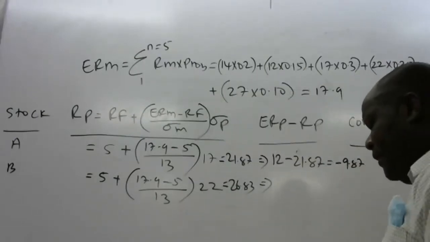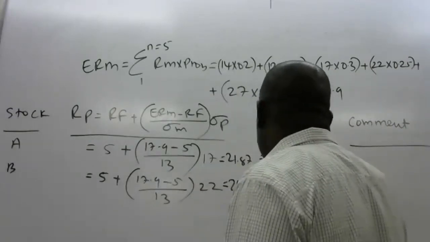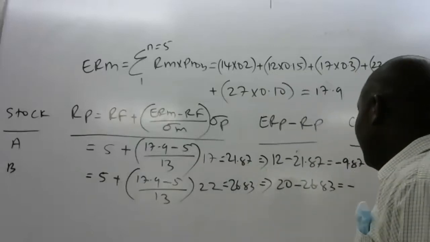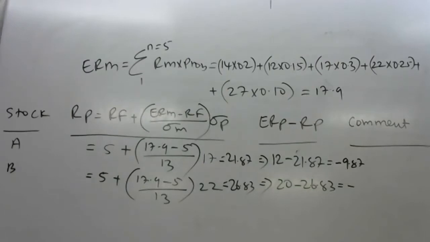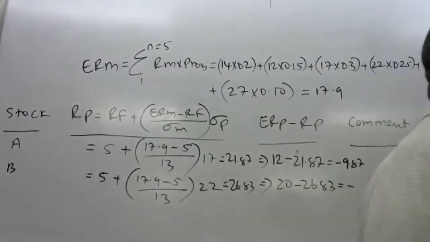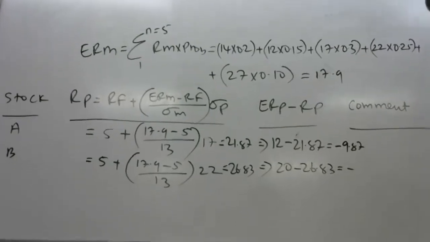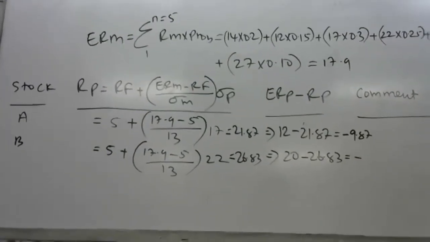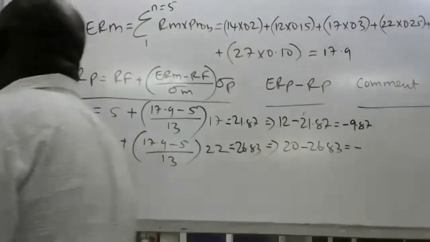So when it comes to this portion, you can see they gave us 20. So it is 20 minus 26.83. So even that one, it is inefficient. It is inefficient, or it is overvalued by the market. We also go to C.